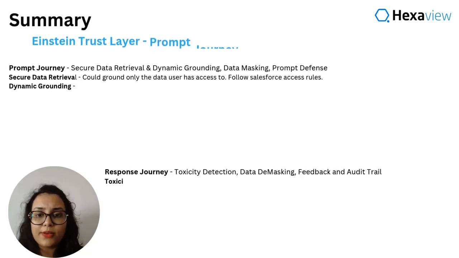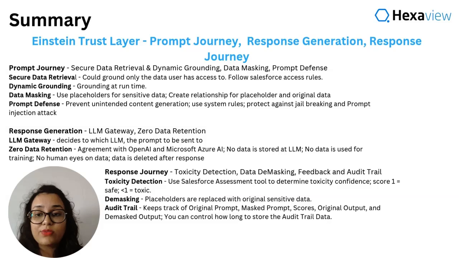Let's bring it all together. The Einstein Trust Layer is more than just a feature. It's Salesforce's foundation for secure, ethical, and transparent AI. It protects your data at every step, from prompt creation to response delivery, with built-in safeguards like zero data retention, data masking, and audit trails. With the Einstein Trust Layer, generative AI becomes not only powerful, but enterprise-ready, private, and trustworthy.